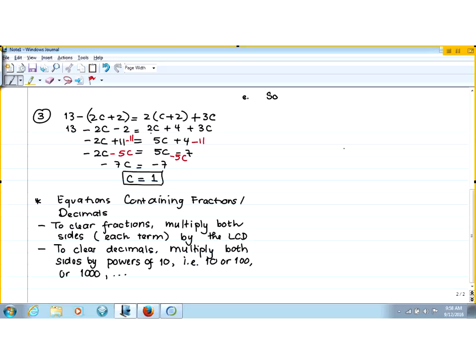Okay, so solve. All right. Move on. 2/3 t plus 40 is equal to 60 minus 2/15 t.